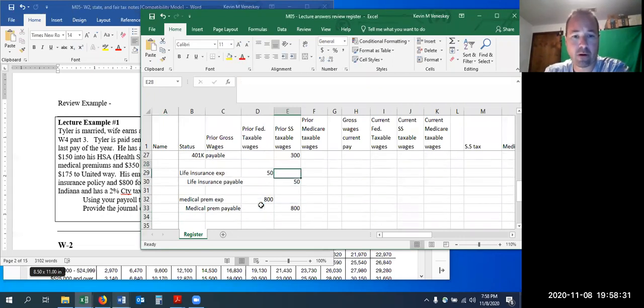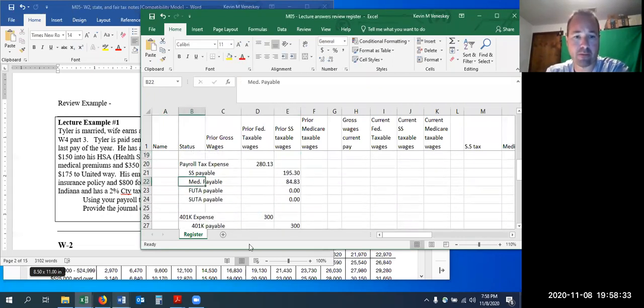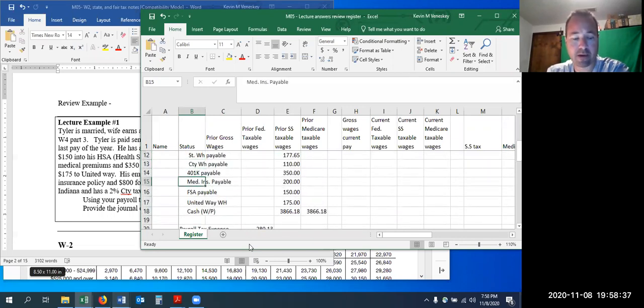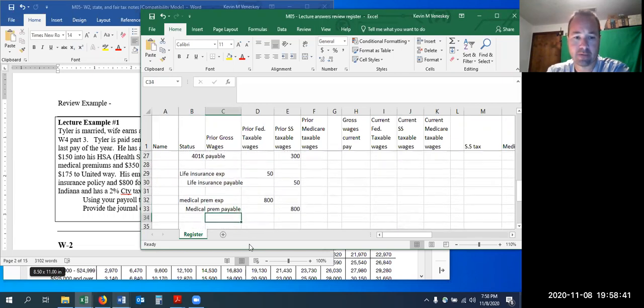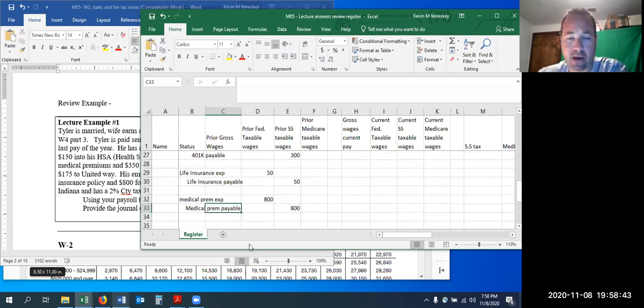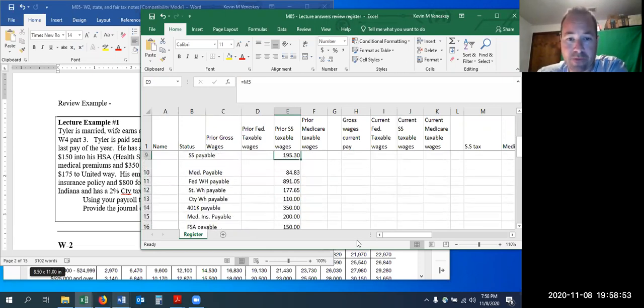So the employee already puts money away into the medical premium payable, or I'll keep going up here, that's Medicare. Medical insurance payable, $200. We have the same thing, it'd be the same account. I just called it something different, I don't know why I did. We would call it the same account here, medical insurance premiums, whatever we want to call it, $800. All right, that wraps up the review here.